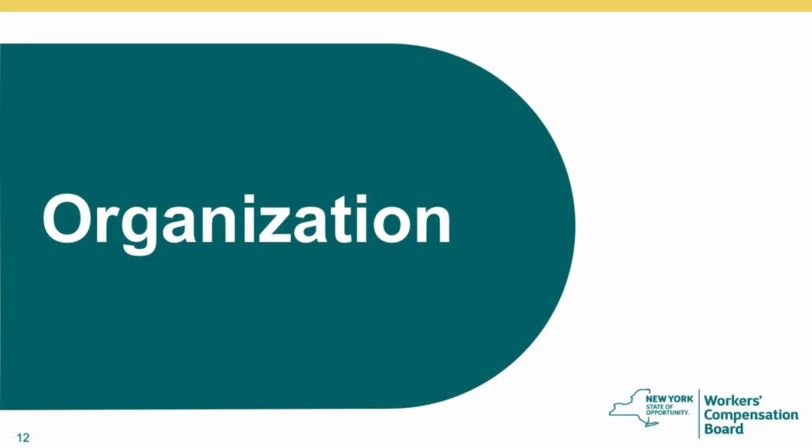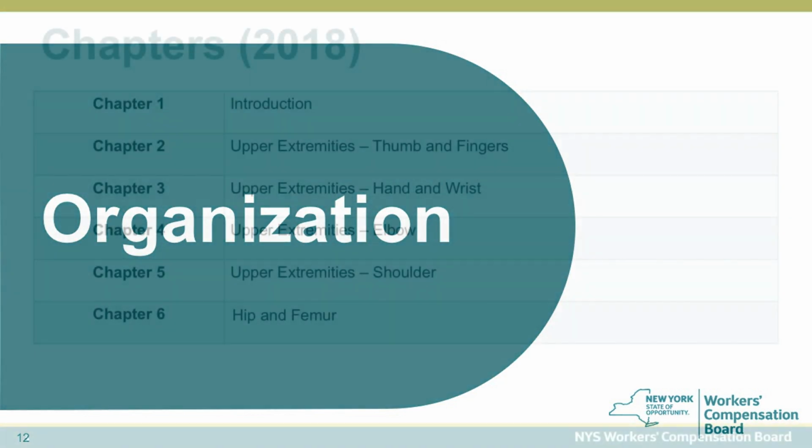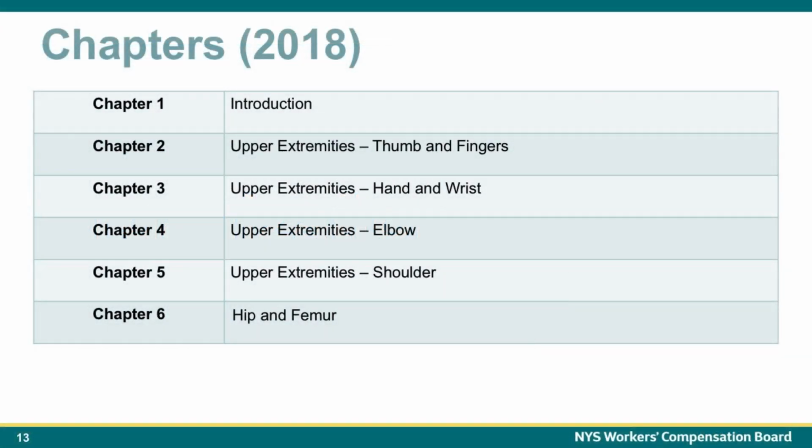To begin the review of the 2018 guidelines, let's start with a walkthrough of the table of contents. This will help you identify the location of each body part and/or condition that is amenable to an SLU evaluation. The introductory chapter contains key concepts and terms that are important in SLU evaluations. Each chapter discusses the SLU evaluation of an individual body part or condition.